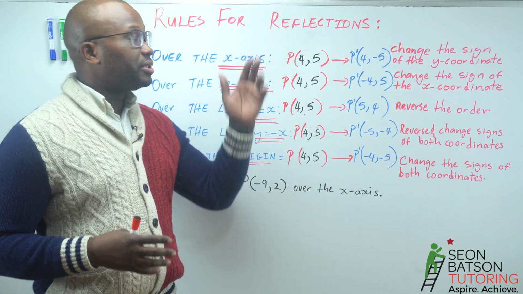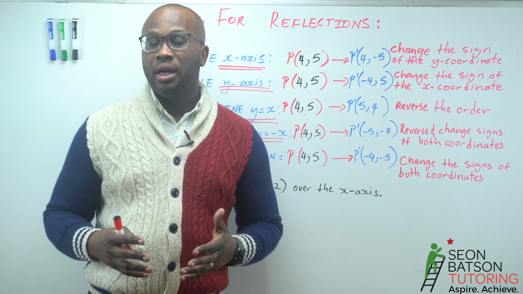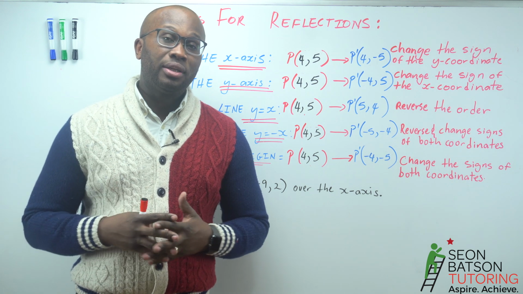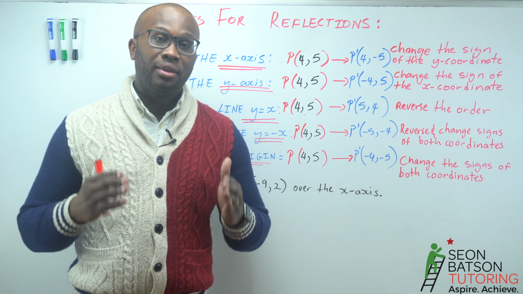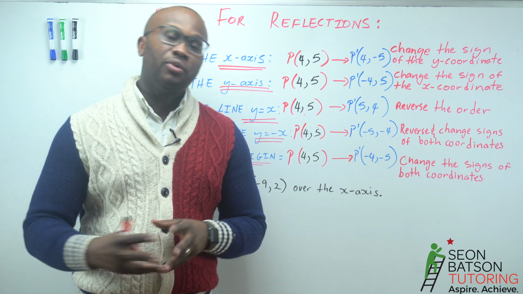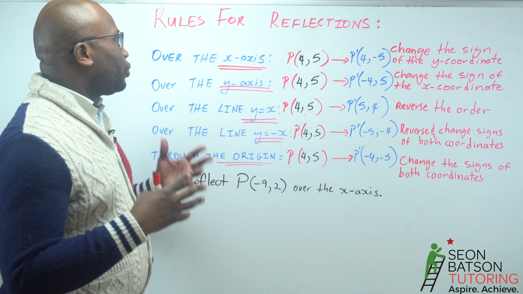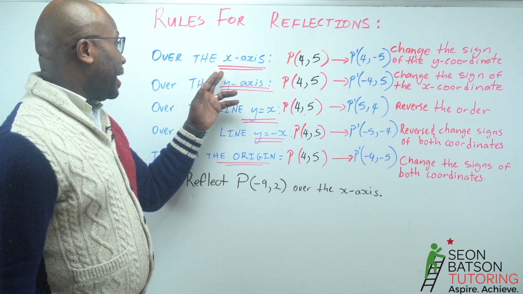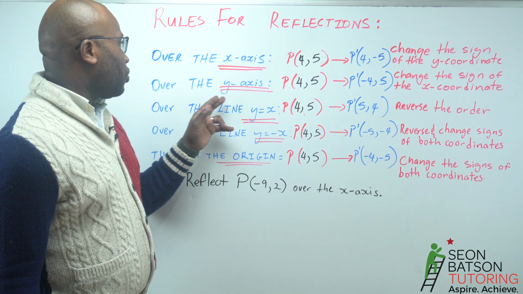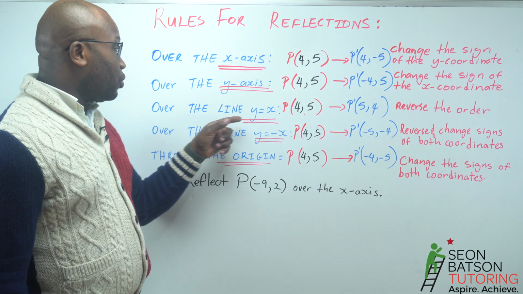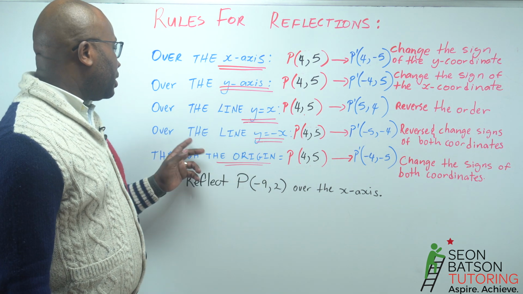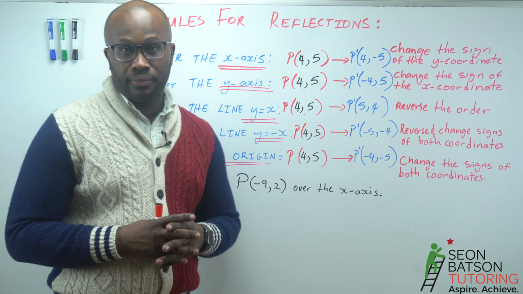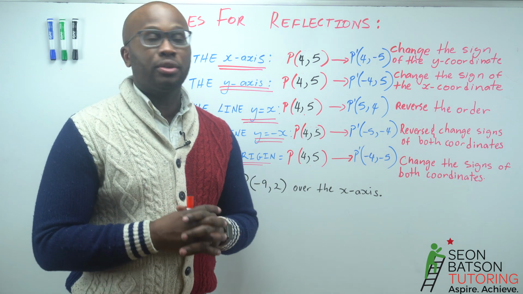for reflections. Very important concept for all of my 8th graders and all of my students getting ready to take the geometry regions. So let's go. Now we can reflect an image or a point over the x-axis, over the y-axis, over the line y equals x, over the line y equals negative x, or through the origin. Now, here are the rules.